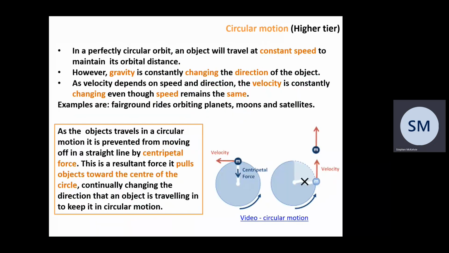Alrighty then. So, higher tier only, we're talking about circular motion. In a perfectly circular orbit, an object will travel at constant speed to maintain its orbital distance. However, gravity is constantly changing the direction of the object. As velocity depends on speed and direction, the velocity is constantly changing even though the speed remains the same.